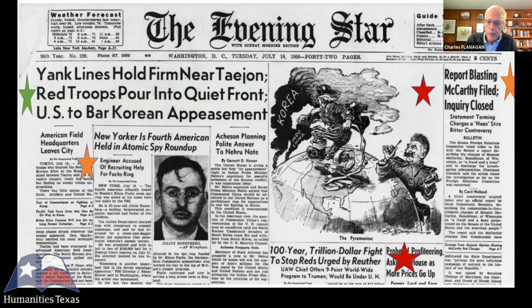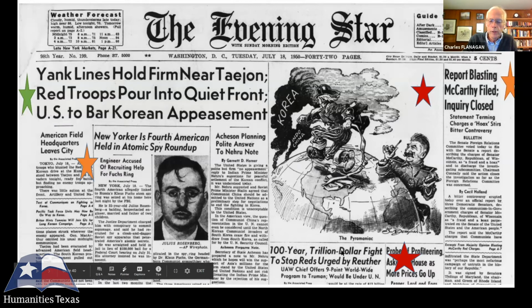And in this Jim Berryman cartoon, we have Joseph Stalin with a box of matches, and he's lighting the fires that are the Korean conflict and the Indochina conflict. And Uncle Sam is the global fireman going to put these fires out. Just below that cartoon, you've got the head of the United Auto Workers saying the U.S. has to commit to a 100-year-long, trillion-dollar fight to stop the spread of communism.